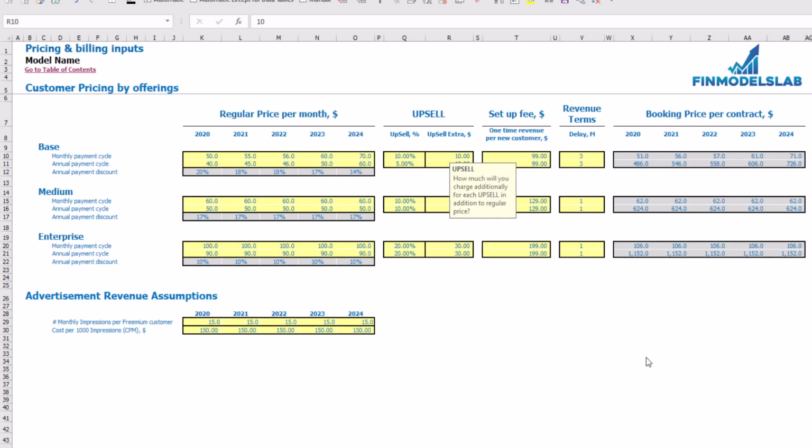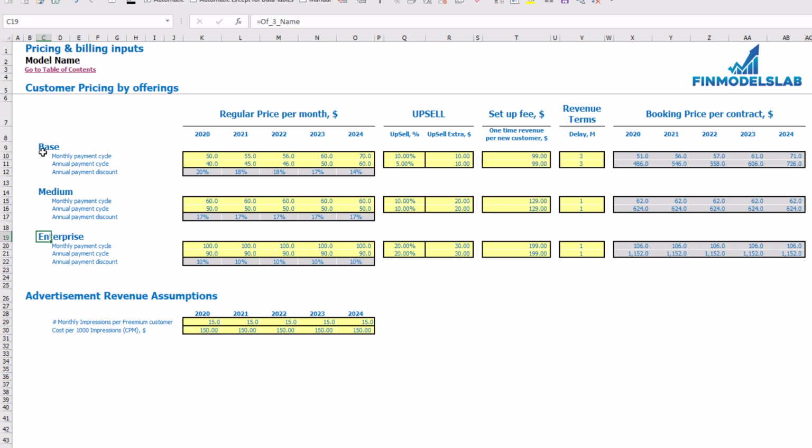On the Inputs tab, you can set up your main pricing and billing inputs. So let's start the setup of this tab. We have 3 offerings here: base, medium and enterprise by default, and a breakdown of monthly payment cycle and annual payment cycle for each one. So here you can set up the regular price per month by years.